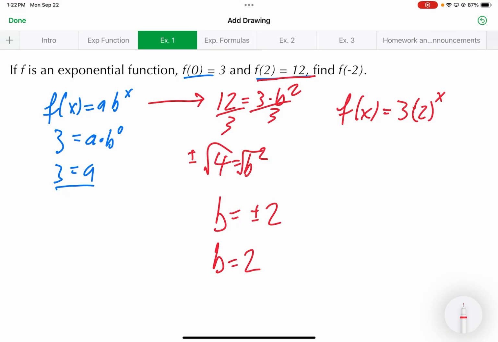But then to answer the question, it says we need to find f of negative 2. All right, so now I'm going to plug negative 2 into my value for x. So f of negative 2 equals 3 times 2 to the negative second power. All right, I got to deal with 2 to the negative second. What is that?